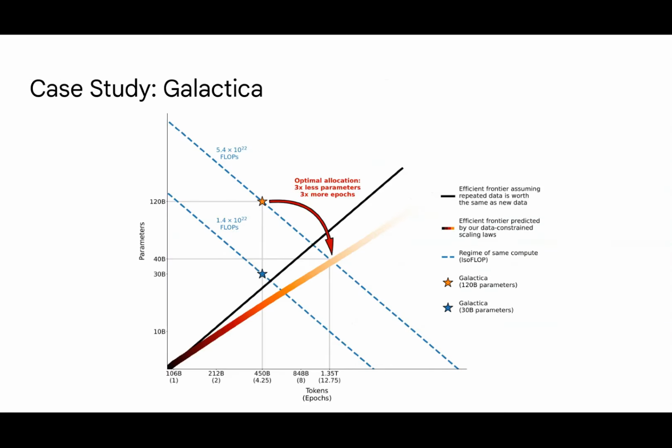Another consequence of this formula is it allows us to go back and study previously released models. In the paper Galactica out of Meta, they train a large language model with 120 billion parameters. In this paper, they did in fact train it with repeated tokens, and in fact they trained for 4.25 epochs. However, it was over-parameterized. Our formulas predict, though, that they should have made an even more drastic change to the model. They should have trained for an even longer amount of epochs for a slightly smaller model.